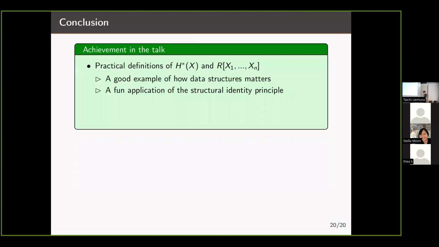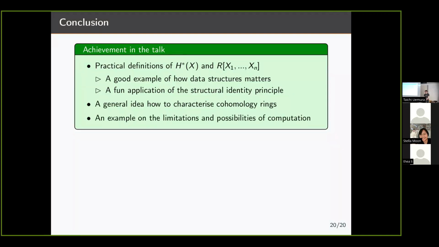So to sum up, we've given a really practical definition of the cohomology ring and of the multivariate polynomials. And mostly we have emphasized how important the data structure is when trying to formalize. And doing so, we have also explained a fun application of the structural identity principle, because after all, you may not want to give up on definitions using sequences. We have also explained a bit about how to characterize them and how to use computation. And we have also shown the limitations of computation. But what is nice is that we can actually already do some stuff with it and actually win time.